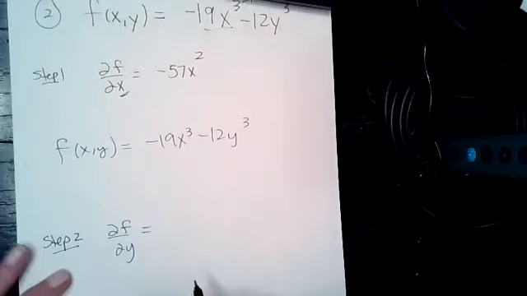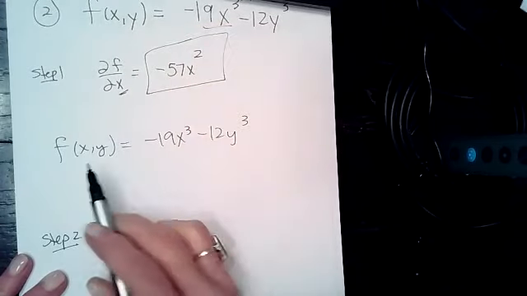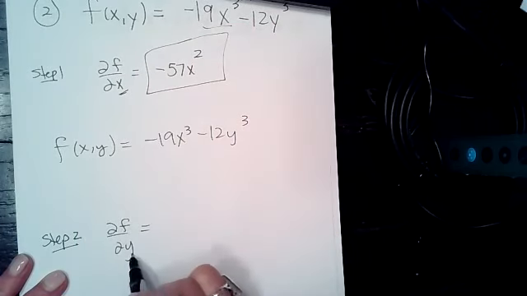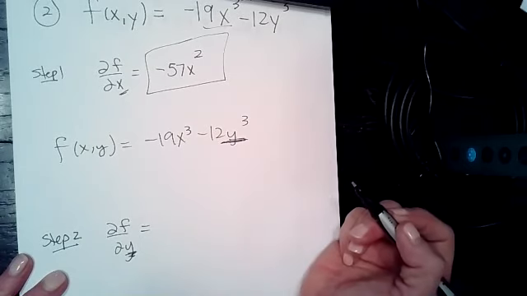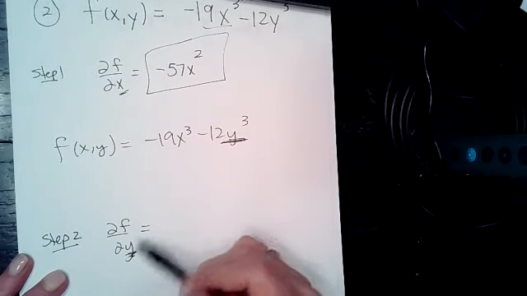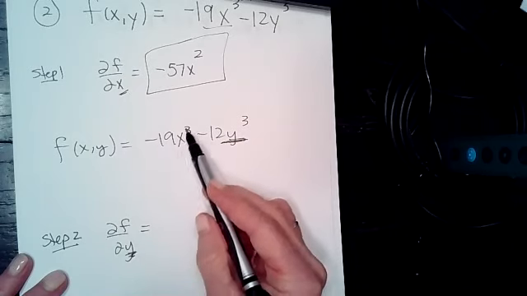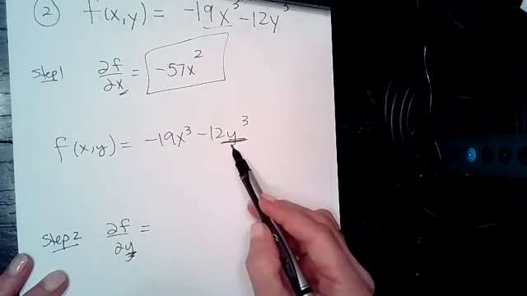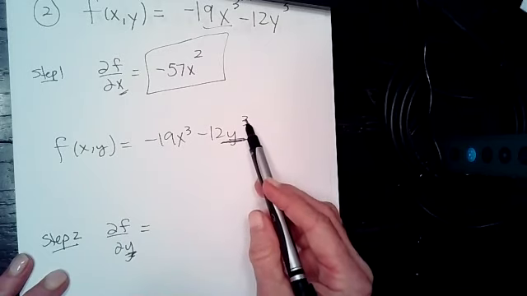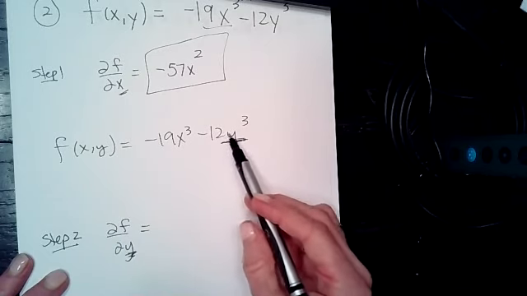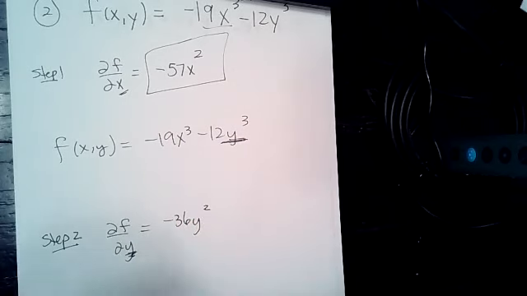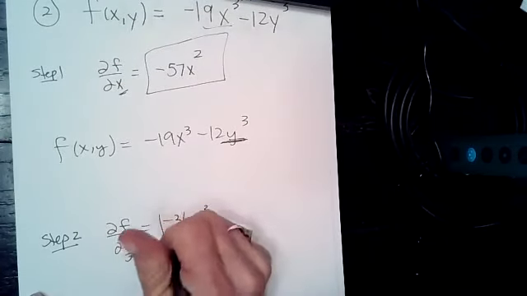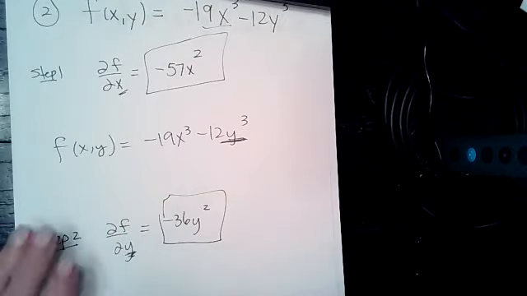Now they're asking me the derivative of f with respect to y. There's my variable term. If I take the derivative with respect to y, x is constant. The derivative of a constant term is 0. So the derivative of my y term is just normal: I multiply down, negative 36y squared. That's just your basic rule 3, your simple power rule. So that's that.